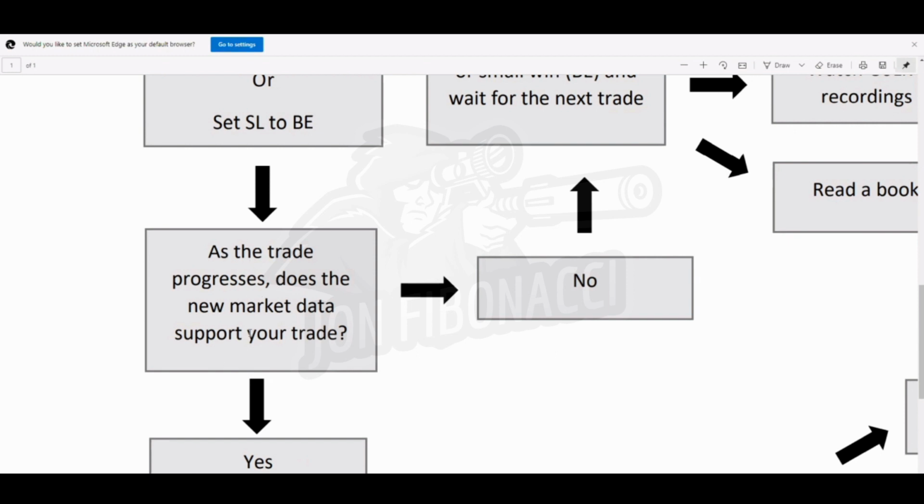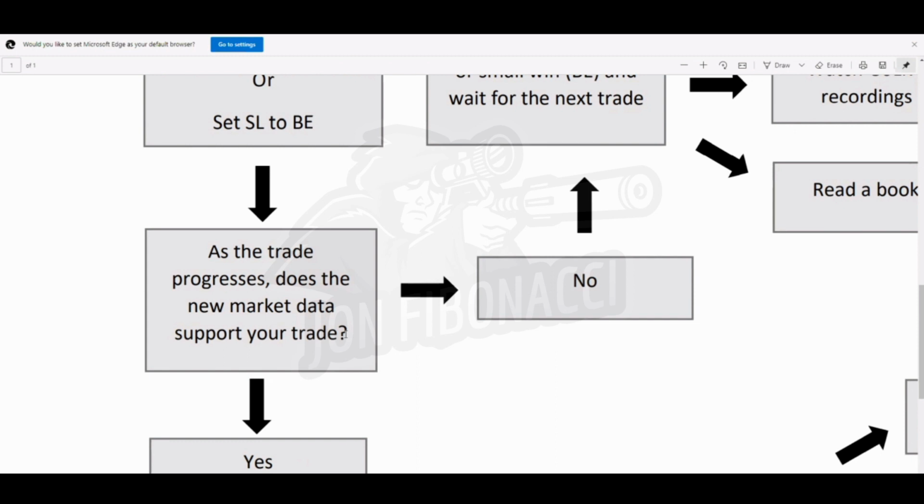Does the new market data support your trade? And this is also kind of what Mark Douglas talks about, right? Where you're looking at the candlesticks, and we've talked about this before, right? Let's say you're in a long position: are you getting big up candles and small down candles, or are you getting big down candles and small up candles? What's the market telling you?